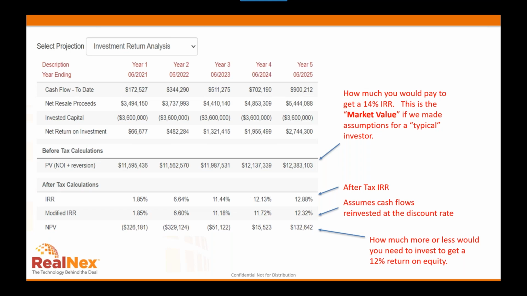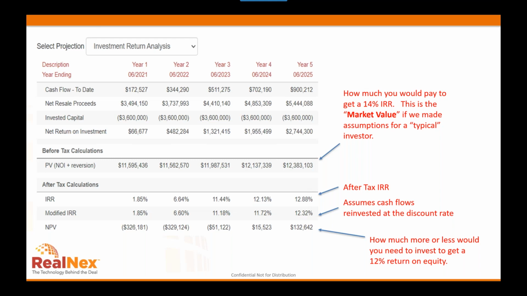So here you see what we call an investment return analysis. So you see the cash flow each of those years. You see the net resale proceeds, like we talked about in the previous chart, the amount of capital that you invested initially, that was your equity capital, and the net return on the investment. The next one, the label says PV of NOI plus reversion.